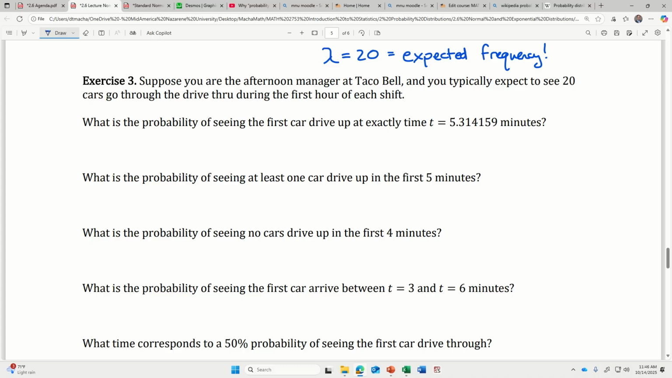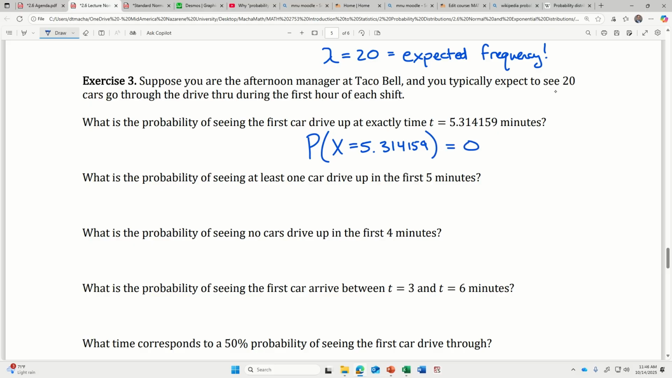And this question is asking, what is the probability of seeing the first car drive up at exactly time t equals 5.314159? So that's an exponential question. We're not dealing with a Poisson distribution, we're dealing with an exponential distribution, because we're talking about how much time in between cars arriving. And what is the answer to the first question? Yep. The probability of getting exactly this random outcome for a continuous random variable is 0.